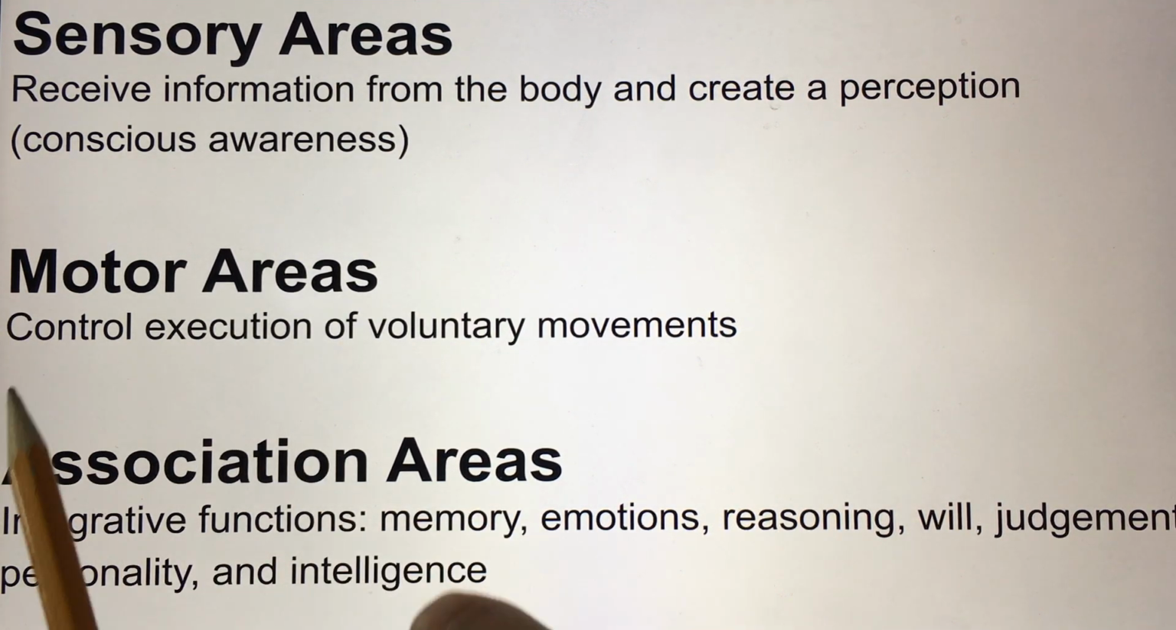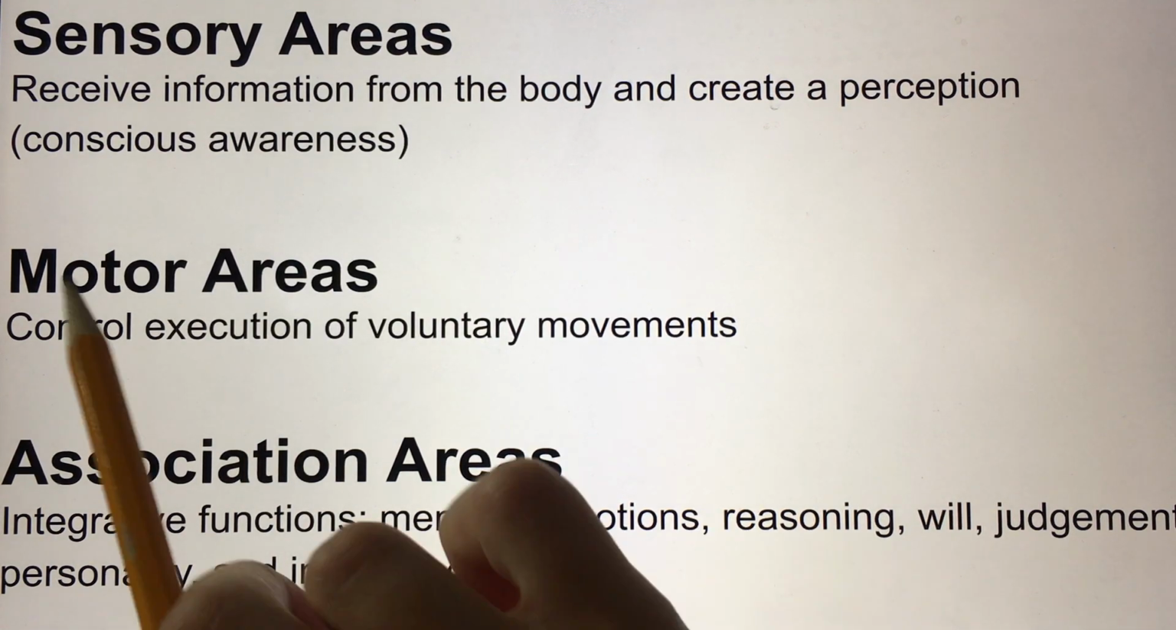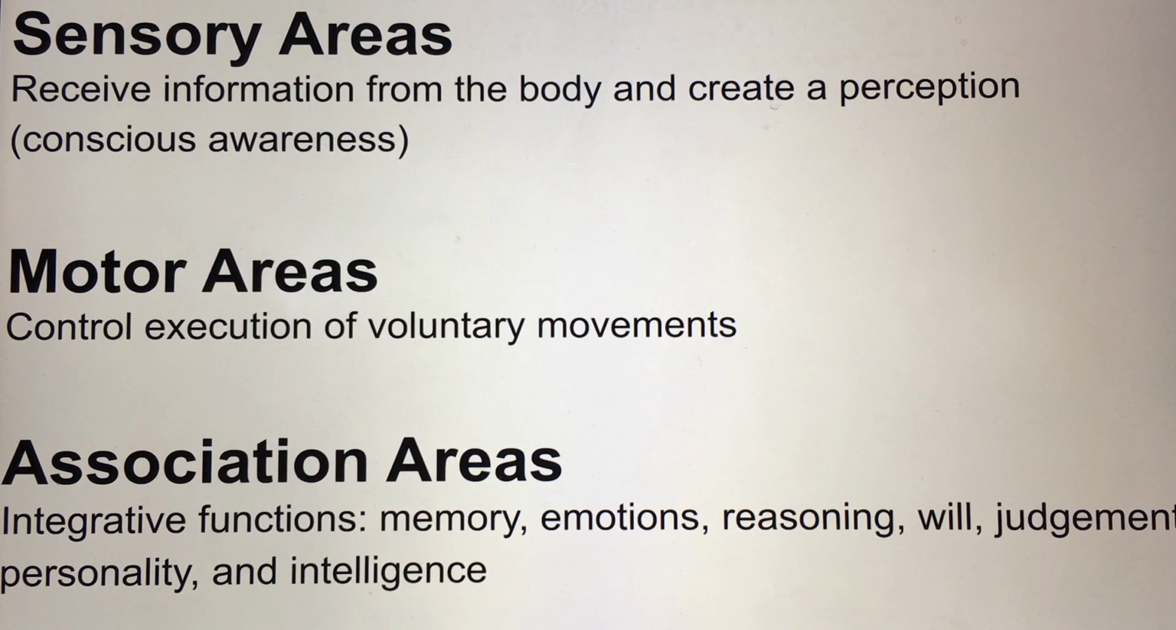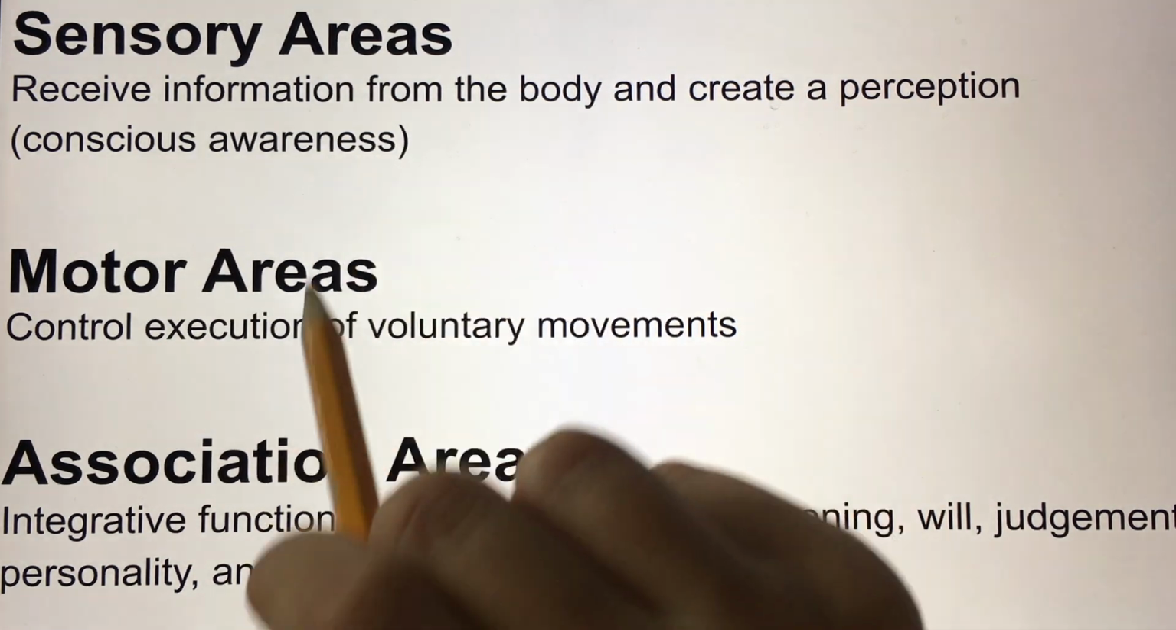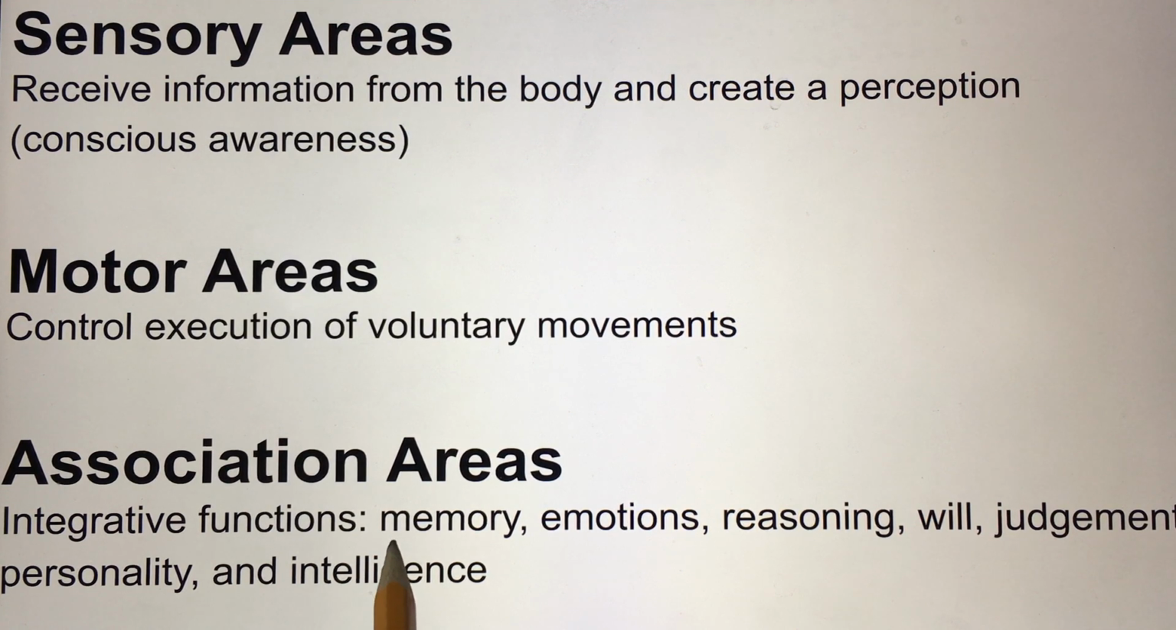Motor areas. Motor areas control execution of voluntary movements. Basically, these are the areas that control our body's muscles. And association areas are the areas that carry integrative functions. That means the functions that exist just in the brain. They don't have to be coming from the body or going to the body like these 2 do. They just occur in the brain. So memories, emotions, reasoning, will, judgment, personality, and intelligence. Those are called integrative functions that occur in the association areas of the brain.